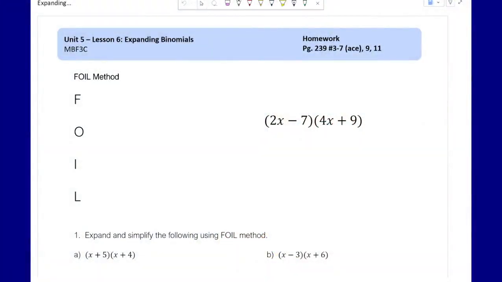In today's lesson, we are going to be looking at expanding binomials. So this is going to be the second half of our quadratics unit, and we're going to be looking at changing between different forms. Expanding binomials is something that you might have seen in grade 10. You probably should have seen it in grade 10.